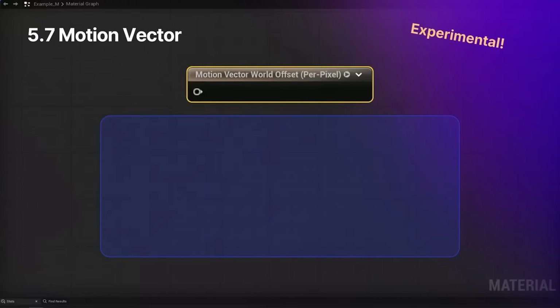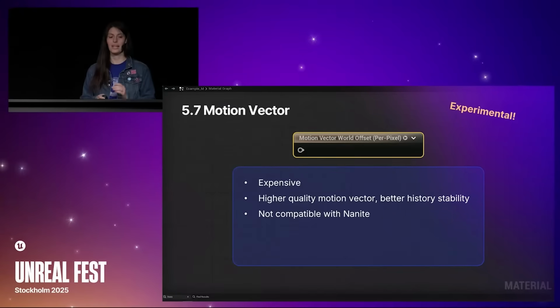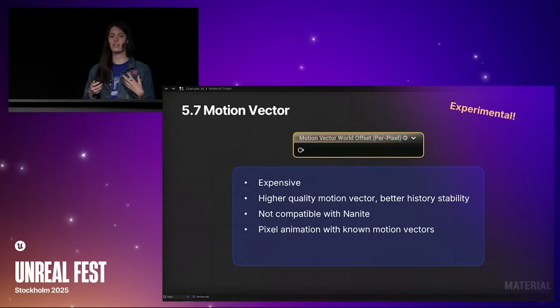And here are some other last important notes about the motion vector world offset per pixel node. It's a bit expensive compared to the other one that we'll look at, so just be mindful of it. It provides a higher quality motion vector, better than the previous frame switch as we saw earlier, and better history stability. It's not compatible with Nanite, and it's great for anything that has pixel animation with known motion vectors, such as water simulation.